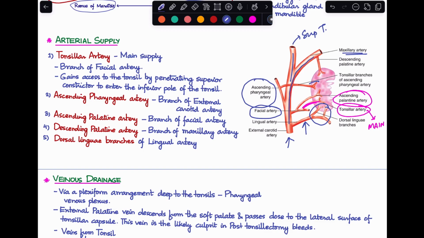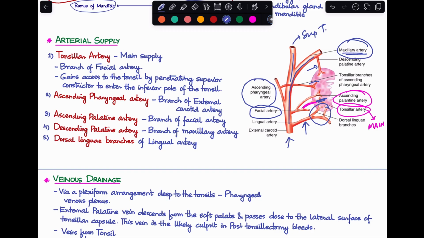Other than this, the last branch comes from the maxillary artery, which is known as the descending palatine artery. So as you can see, we have five arterial branches over here. The main one being the tonsillar artery, which is a branch of the facial artery, and this gains access to the tonsil after it penetrates the superior constrictor muscle. And as you can see in the image over here, it enters through the inferior pole of the tonsil.